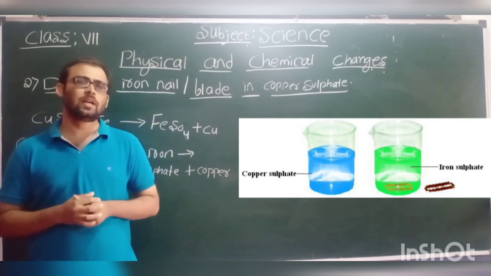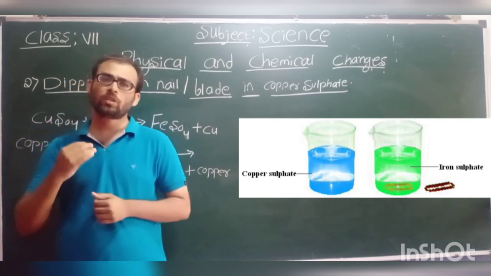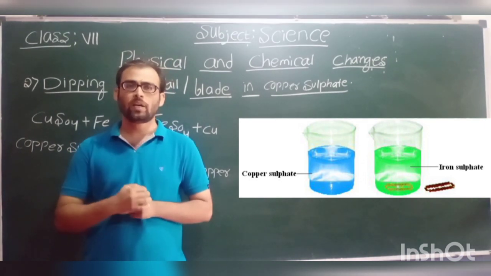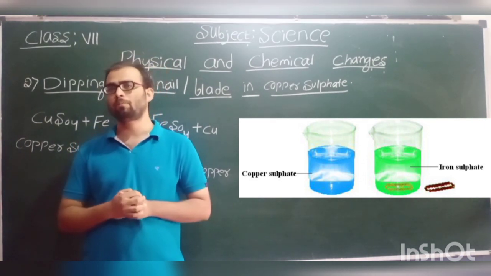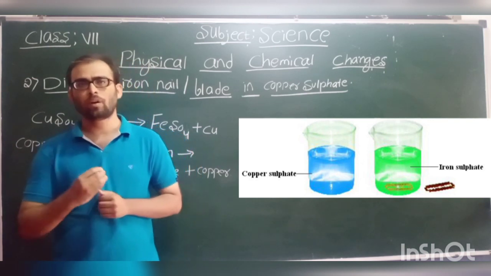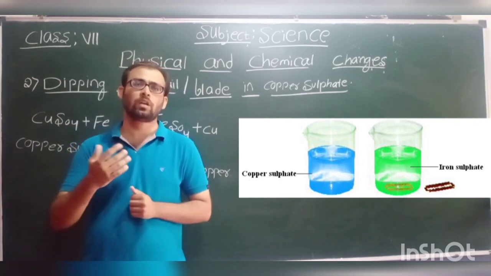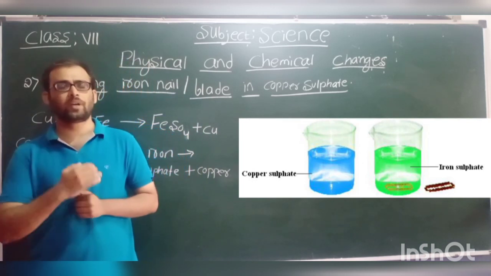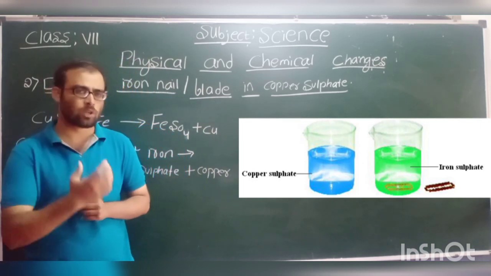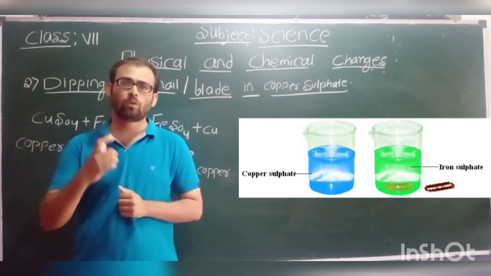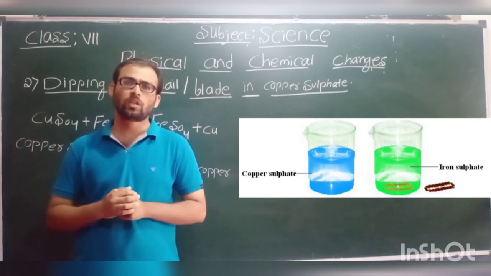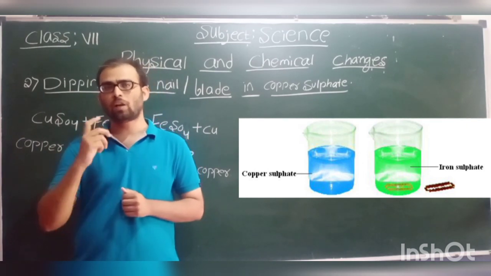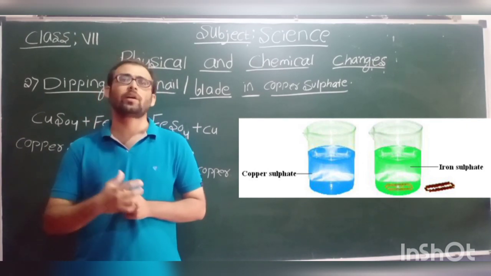Now drop the iron nail or used shaving blade in one of the beakers. Drop the iron nail or used shaving blade in one of the beakers for half an hour or for 1 hour. Next, when you see the solution after some time, you will notice that the color of the solution in which you have dipped the nail or blade has turned green.